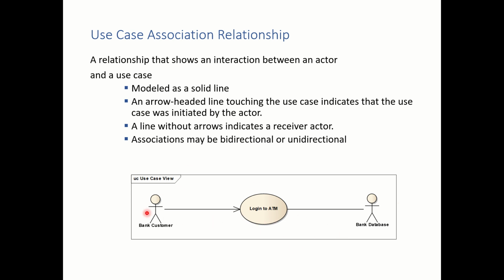Okay, so it is actually given as a solid line, and when you look at here, you can very clearly understand that the customer is actually logging into the ATM, and it is extended. There is no arrowhead here, but it is extended to the database. Okay, so the arrowhead touching the use case indicates that this use case is basically initiated by the bank customer. If you don't have this arrow, you don't know where it is actually starting, right? So now it is very clear and understandable that this process is basically initiated by the bank customer. So the bank customer has to log into the ATM, right? Now the line without arrows just says that it is actually going to the database.